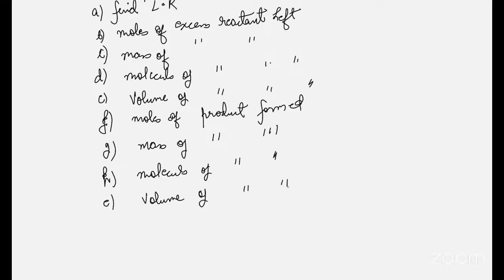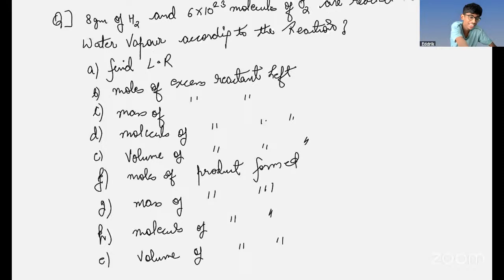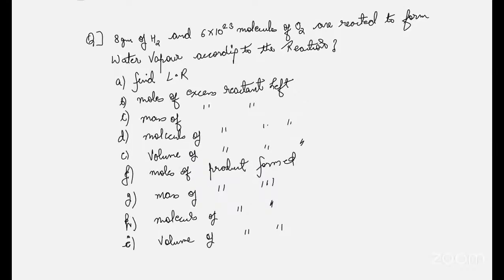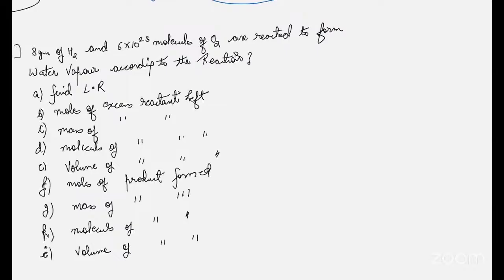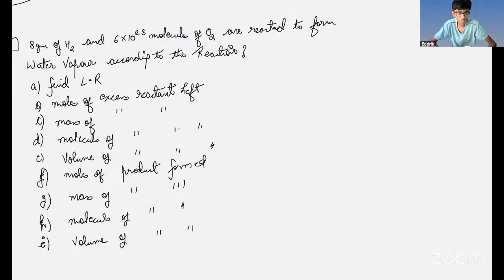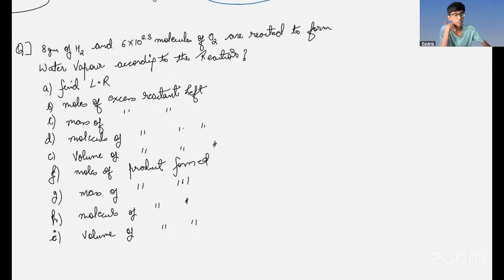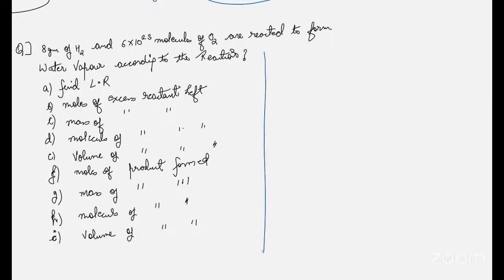Okay. So sir, we have this question. Now we have this question. Can you read this, please? 8 grams of H2 and 6.023 molecules of O2 are reacted to form water vapor according to the reaction. Find LR. We'll do the first part, then we'll do each part one by one.